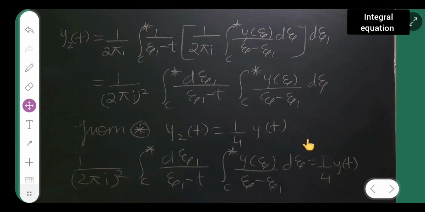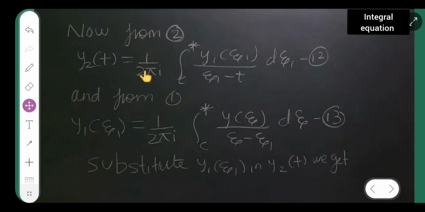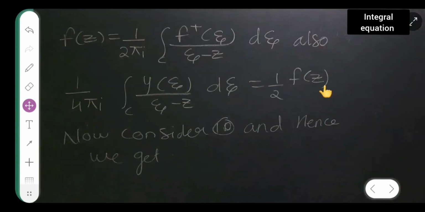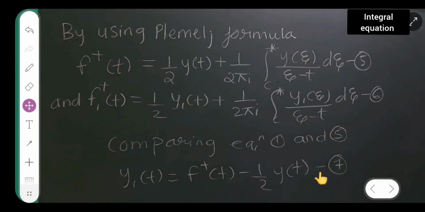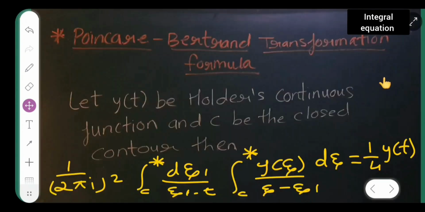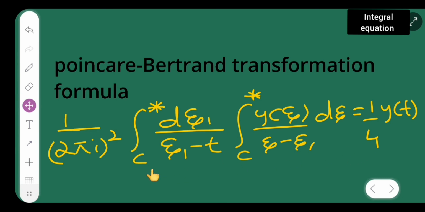So now we finally found the formula for the Poincare-Bertrand transformation formula. This is what we were supposed to find, right? This one. So finally we found this, and with this we are done.